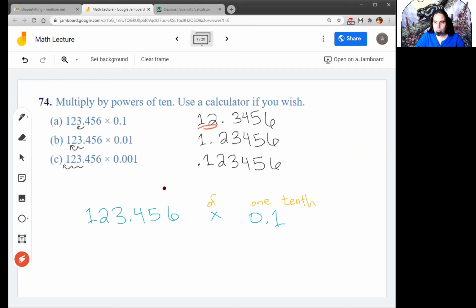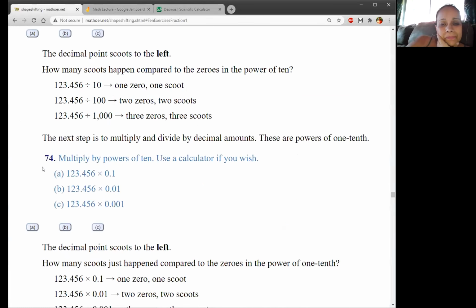So because these are fractions, they're decimals, they're things less than 1. They're tenths, hundredths, thousandths. They're tiny little things. So if that's all you get out of it, it gets smaller. That makes more sense.